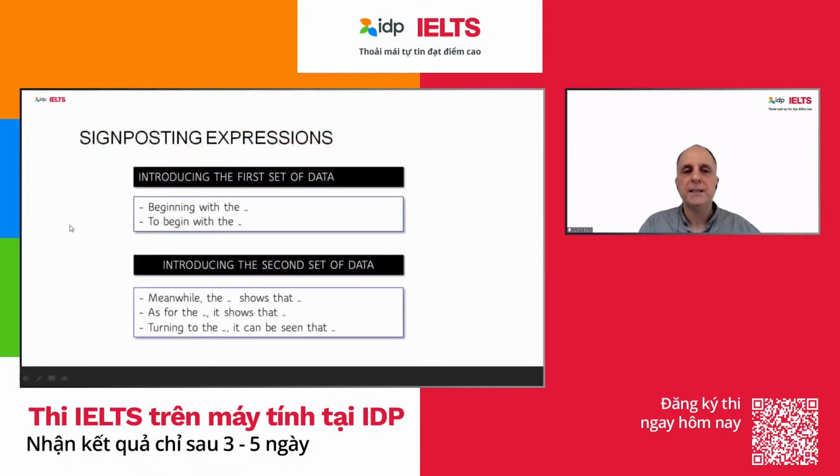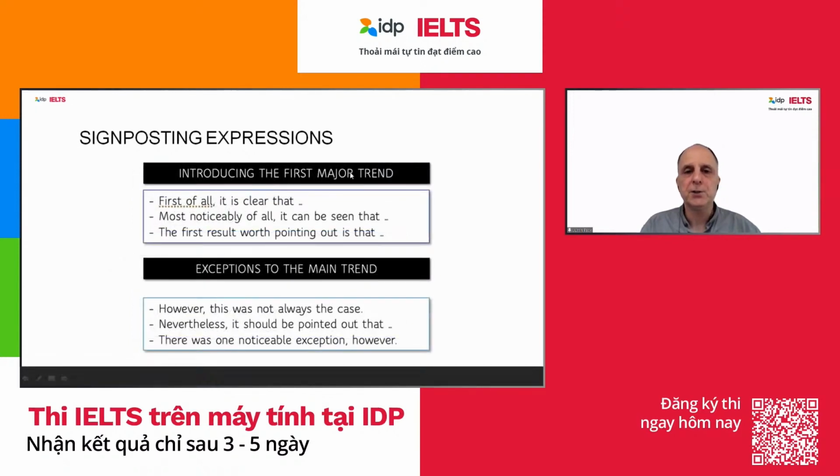Some of the phrases. So introducing the set data. Beginning with introducing the second, meanwhile. Make sure that each paragraph is very clear to read. Remember, leave a gap between the paragraphs. It's a lot easier and clearer for the examiner to mark.